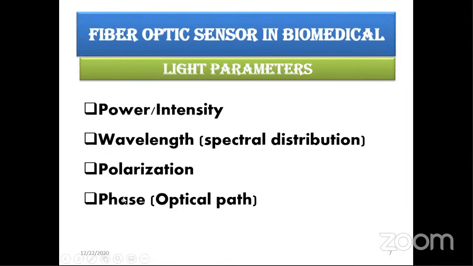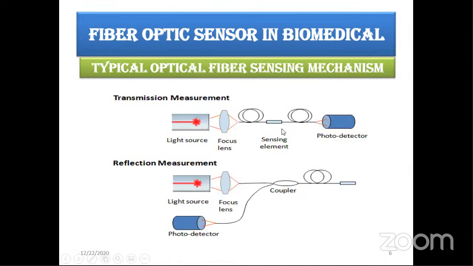And then phase. In the phase measurements, we can take the entire optical path. So these are the light parameters: power or intensity, wavelength, polarization, and phase. So based on the changes in these light parameter characteristics, the sensor will measure the parameters.